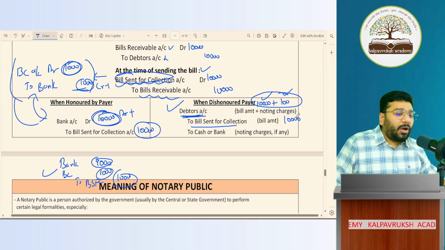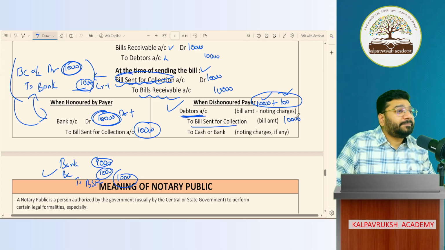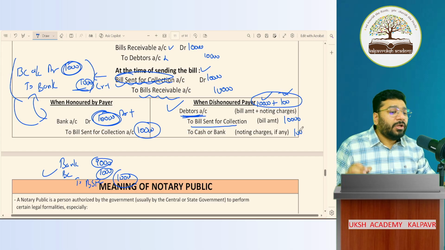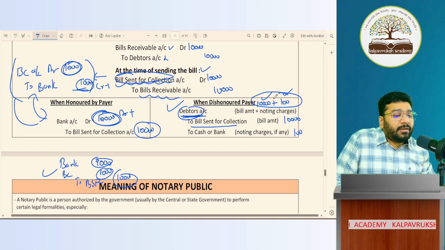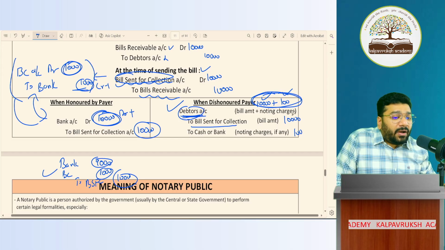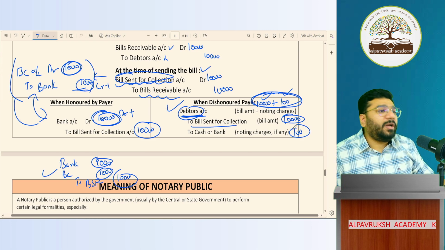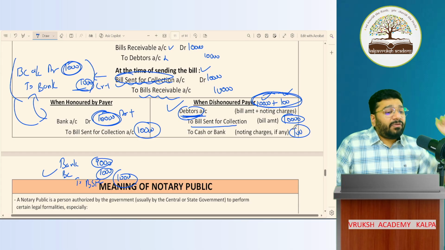Yes or no? Now, noting charges from whose pocket you paid? From our pocket we paid. So 100 rupees is going out of my pocket. Got it, not got it? So now from debtor I have to recover how much in total? 10,100. 10,000 towards the previous bill value and 100 rupees for the noting charges what I've paid. Apart from this, one more entry will come.